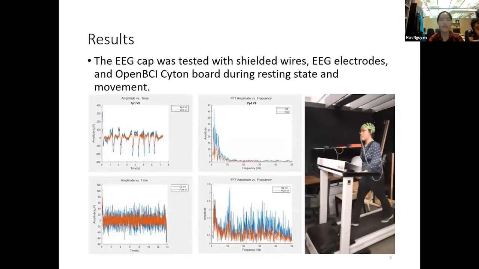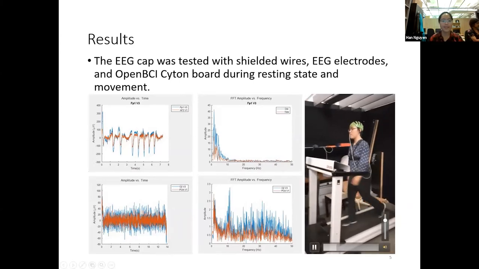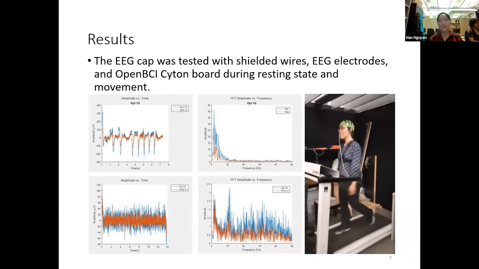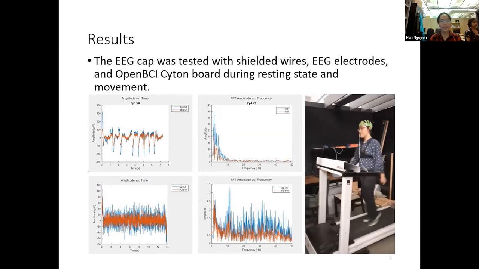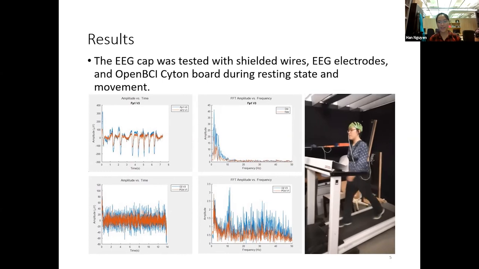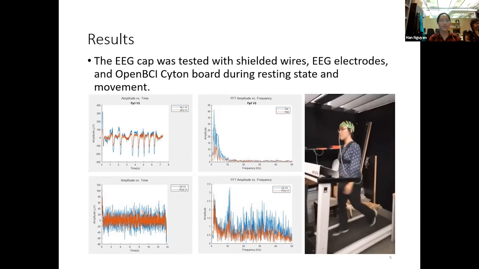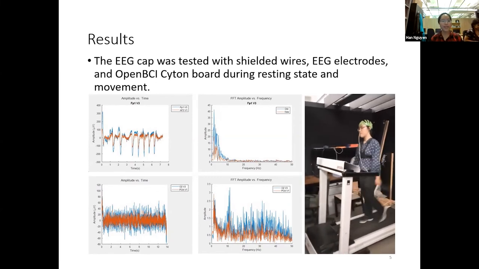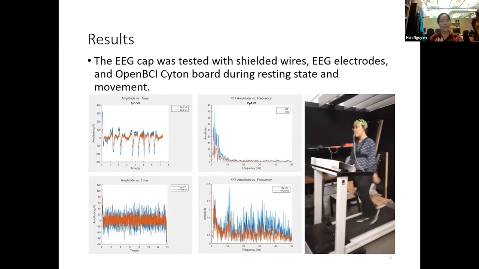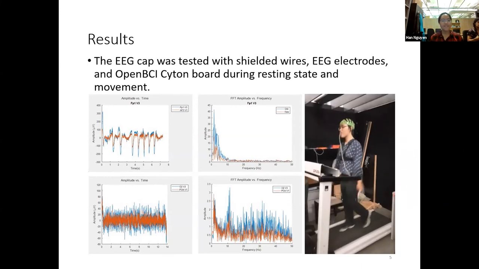So the system was tested with shielded wires, all of our EEG electrode types, the OpenBCI Cyton board during resting state, which means the participant just sitting still, trying to think of nothing and doing eyes closed, eyes open. And also we test during movement, like in the video there, participant will walk or run at some specific speed or do some jump movements. And then we measure the EEG at the same time so that we can verify that our system can still get good quality signal during those movements. Next slide.